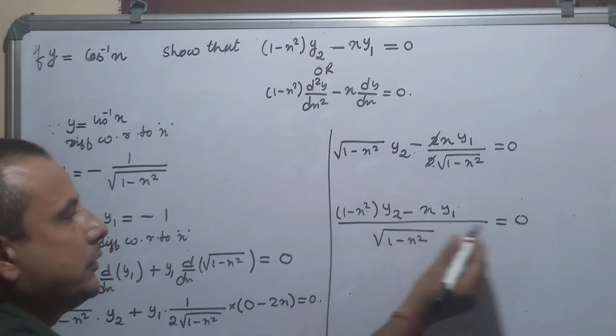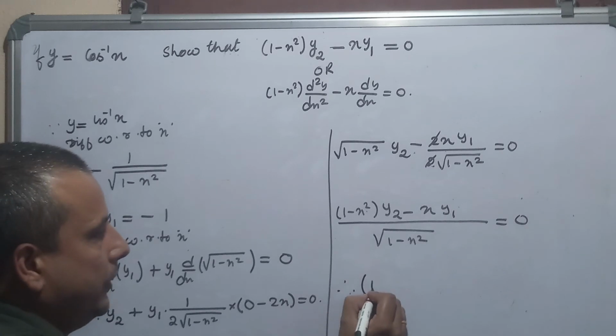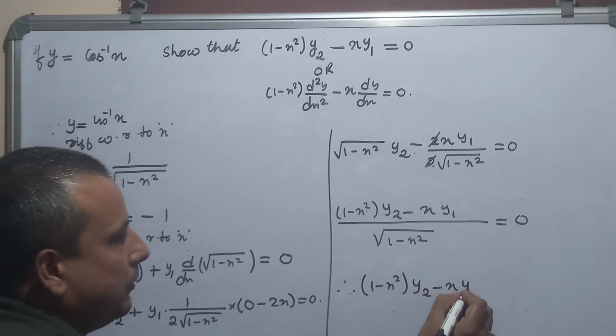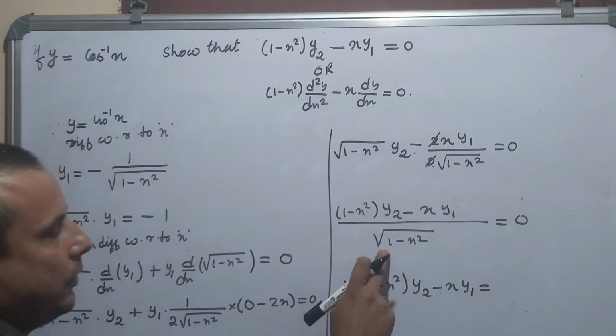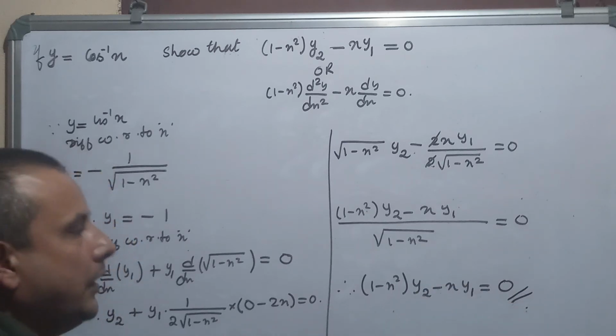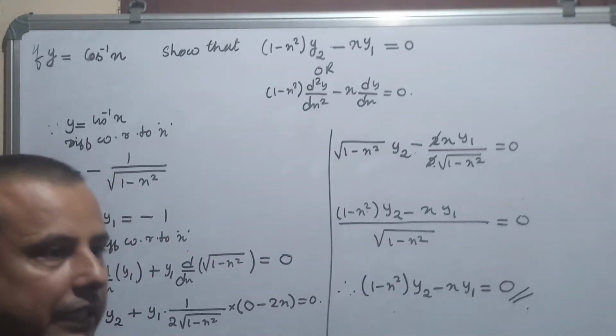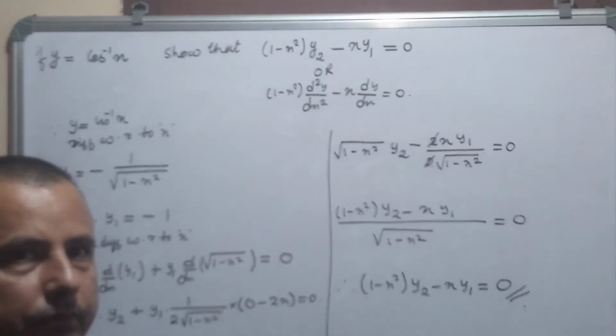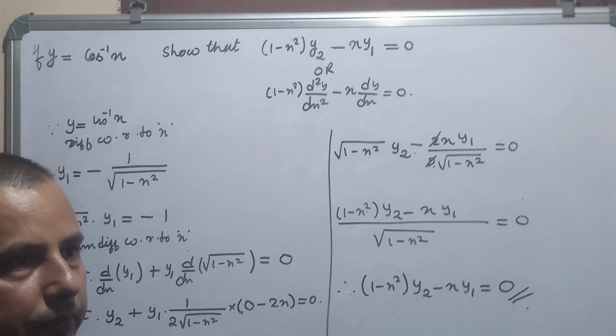Then you have to do cross multiplication. Therefore, (1 minus x square) y2 minus x y1 is equals to under root 1 minus x square into 0, which is 0. This is true. Now this much we'll do today. In the next video I'll do some tricky questions and some important questions of second order derivative.